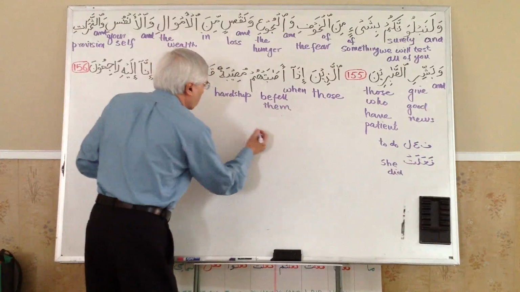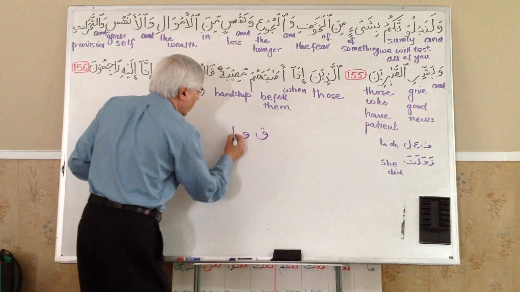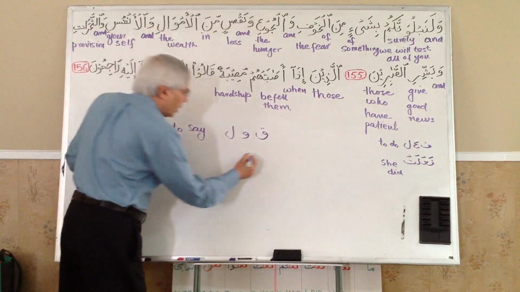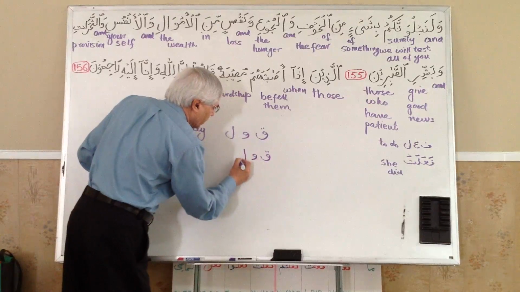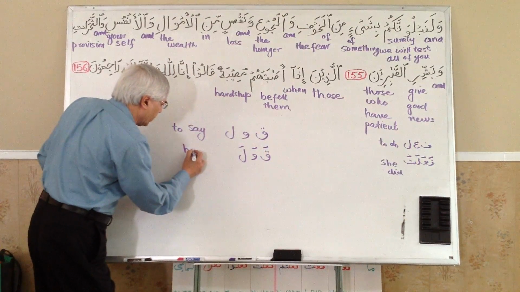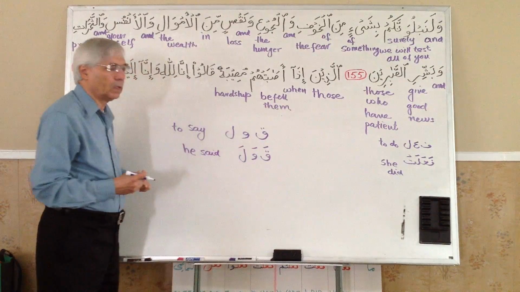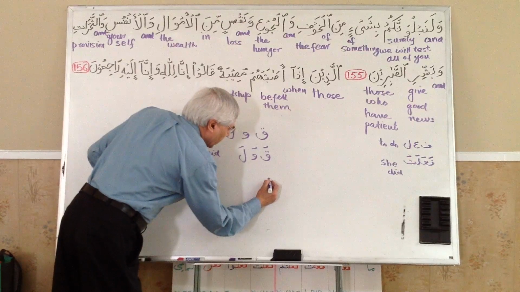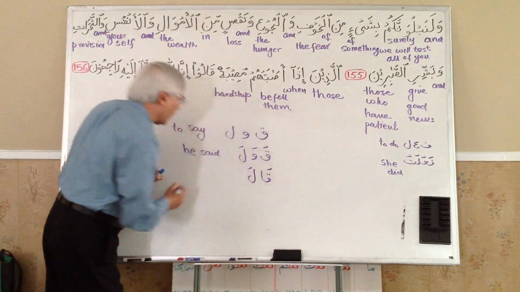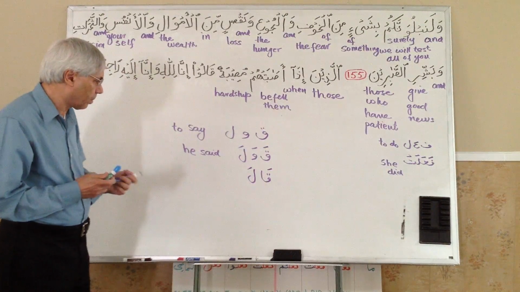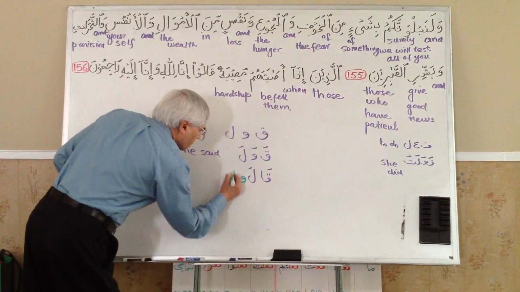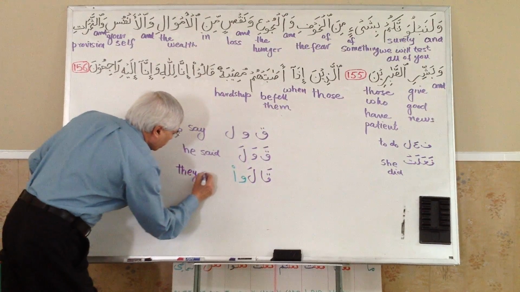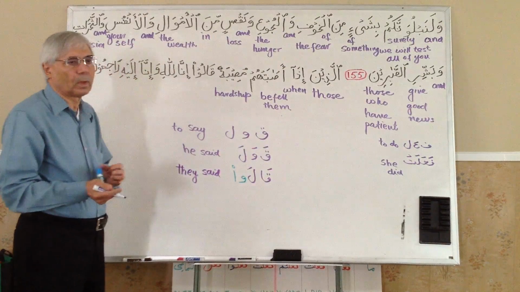So the word starts with qaf, waw and lam, this means to say. And if I put 3 fathahs on each of them, qawala is the grammar of he said. He is third person in the past tense. Waw with a fatha will sound like an alif, so this will become qala. Qala means he said. And when we put a waw, it becomes plural. They said. Qalu, they said.